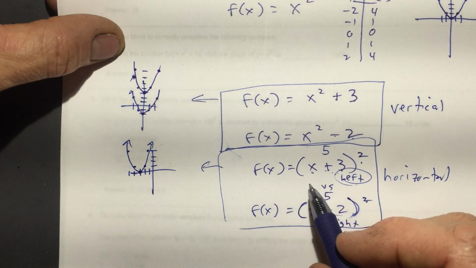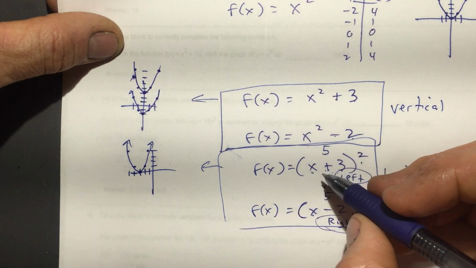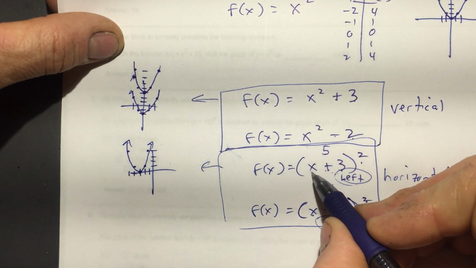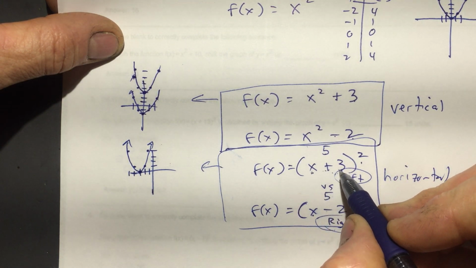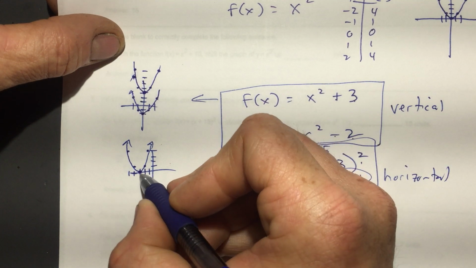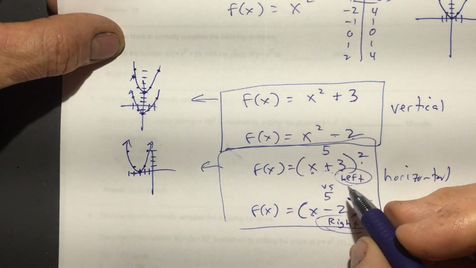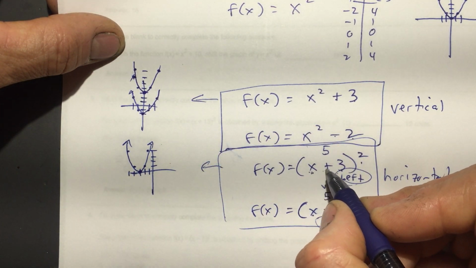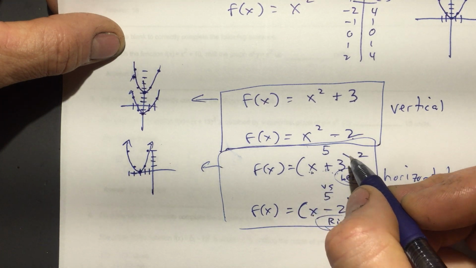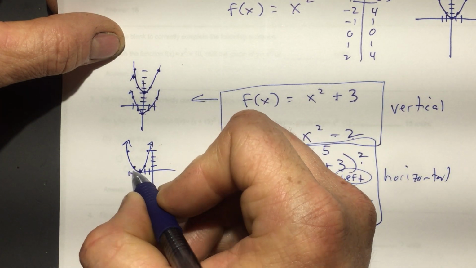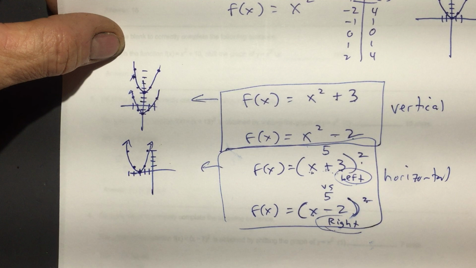I could put values in for x to show you how it works. Like if I put negative 3 in, negative 3 plus 3 would be 0. 0 squared would be 0. So negative 3 is 0, see? If I put negative 4 in, negative 4 plus 3 would be negative 1, and negative 1 squared would be 1. So see, at negative 4 is 1. And every one of these values would work out.